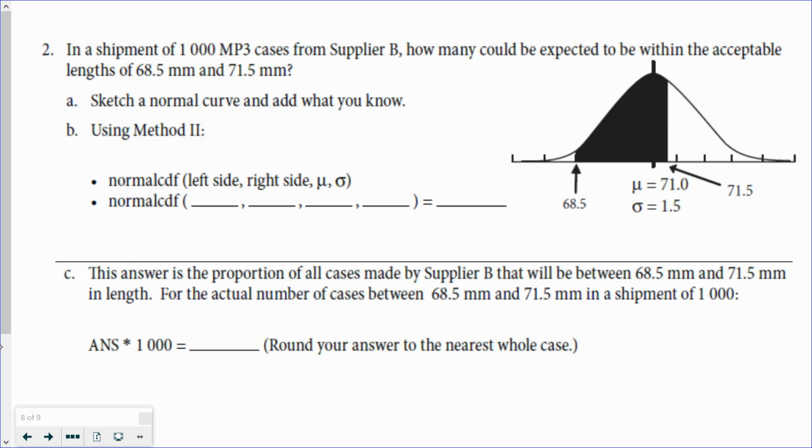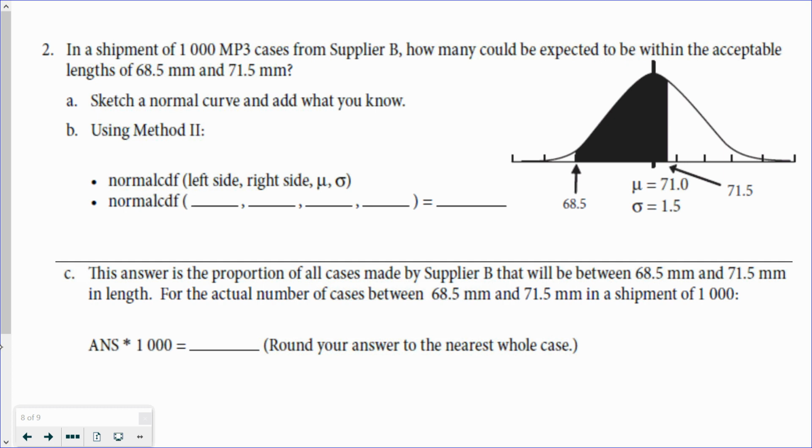So we now have a range, and you see, looking at the picture on the screen or on your sheet, we now have a lower boundary for our raw data of 68.5 and an upper boundary of 71.5. So I'm probably going to use method 2. If you wanted to use method 1, you need to calculate out the z-scores for both 68.5 and 71.5, and then you can do that method. So all the power to you if you want to do both. It says to sketch a normal curve and add what you know. They kind of did that for you.